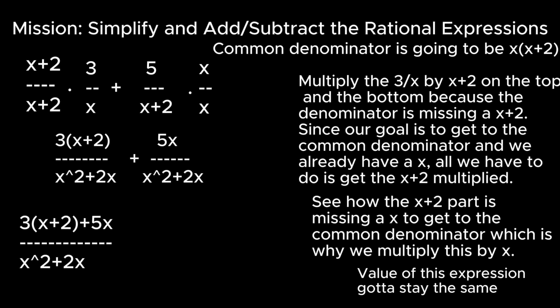So right now, we're just going to FOIL the 3 times x plus 2. So you're going to get 3 times x, which is just 3x, 3 times 2, which is just 6. Now we have the 5 times x part. 5 times x is just 5x. We combine like terms. So we get 8x plus 6 divided by x squared plus 2x.